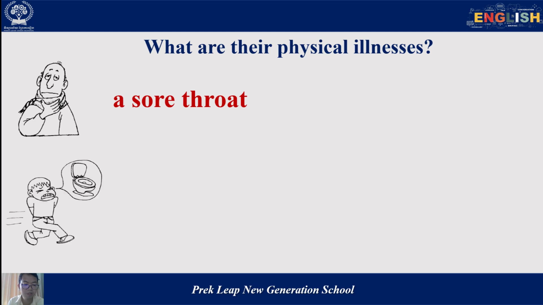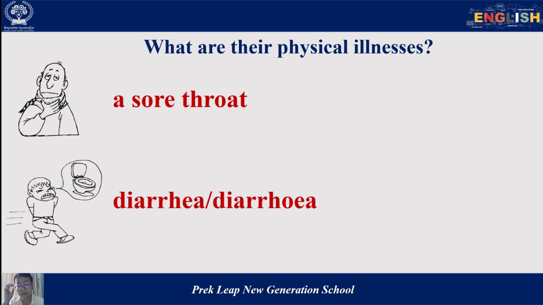What about this picture? The little boy keeps going to the toilet again and again, or frequently. He must have something wrong with him. So what is his physical illness? Can you guess? Yeah, it is diarrhea. You can also spell diarrhea in two ways, as you can see on the slide here.